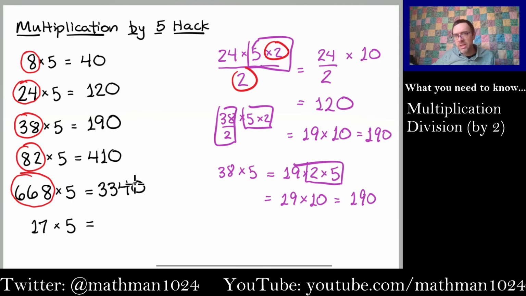What about 17 times 5? See, this is where things get a little bit tricky. What do we do with 17? Because doing half of that is not so nice. Well, we're going to cover that in another video, so stick around.